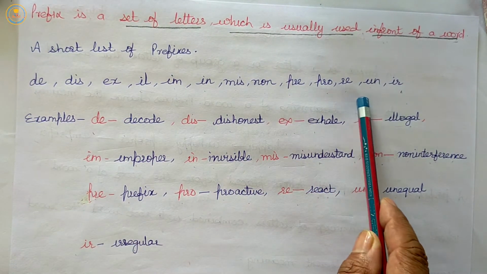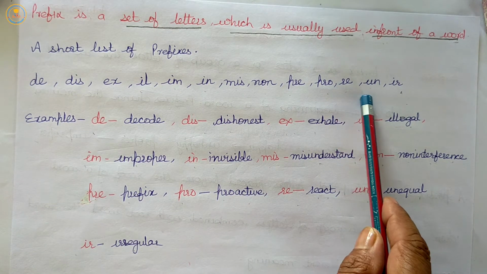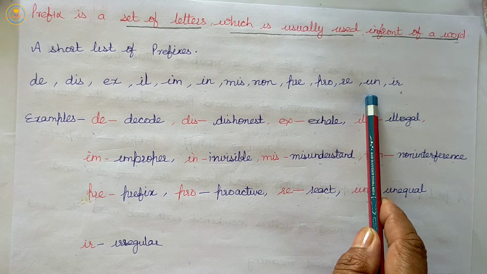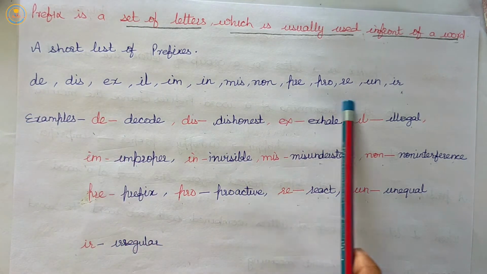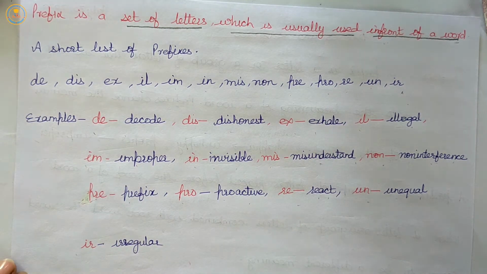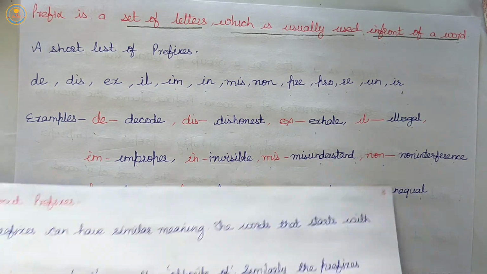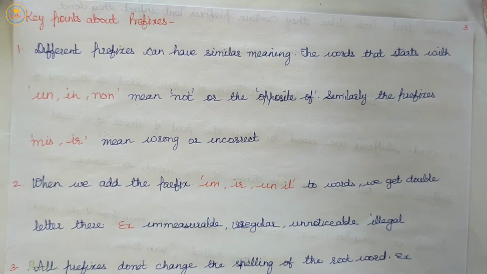So, through these words, you can easily see the use of the letters given here: whenever we write these letters or groups of letters in front of a root word, the word we get will be in the form of its opposite, or in a new form with a new meaning. So let us see some key points about prefixes, meaning which things we must keep in mind while working with prefixes.